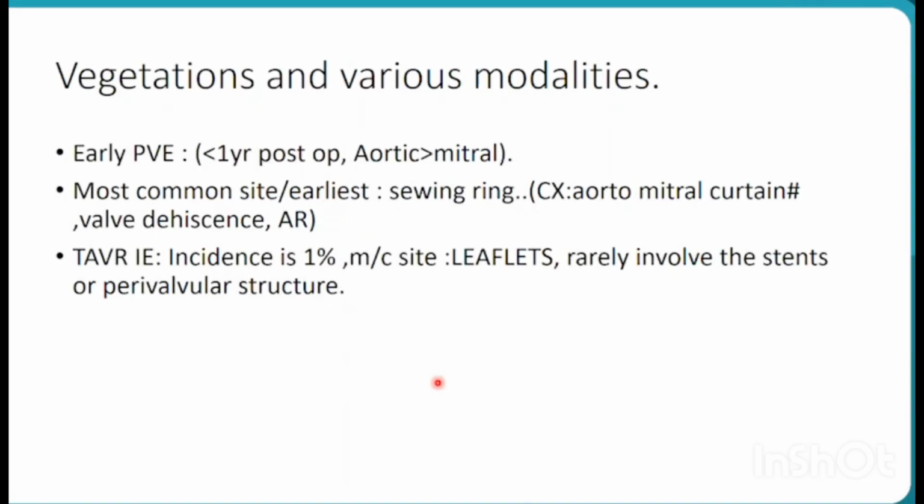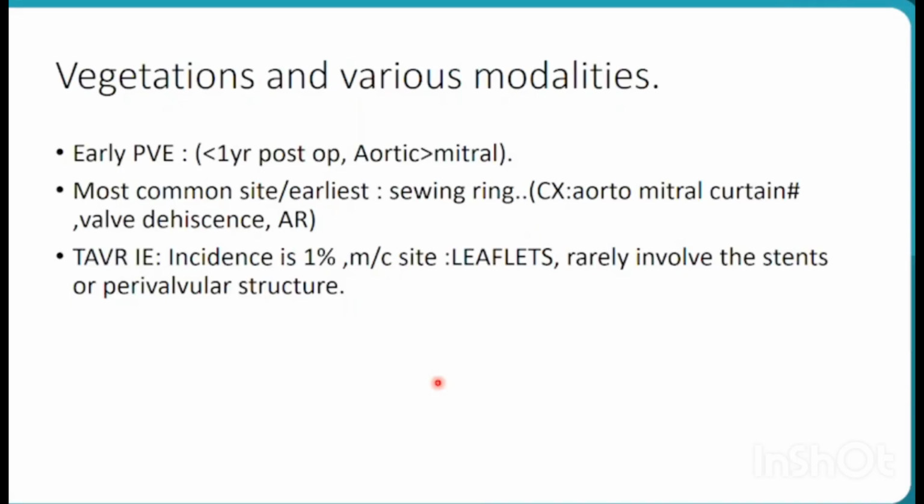So vegetations, again. Early prosthetic valve endocarditis is usually defined as prosthetic valve endocarditis in a patient coming within less than 1 year, and the aortic valve is more commonly involved than the mitral valve. It has to be noted that the most common and earliest site involved in prosthetic heart valve endocarditis is the sewing ring.